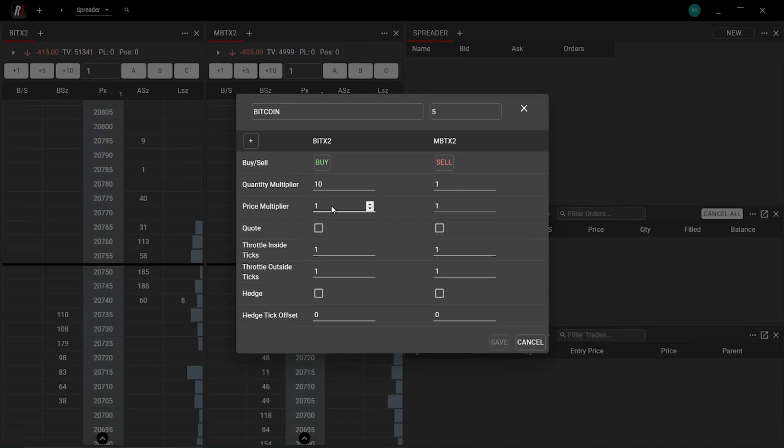The price of each contract is the same, so we're going to leave our price multiplier at 1-to-1, which will create a synthetic instrument around a price of even money. We want to quote the more illiquid leg and hedge the more liquid leg. So we are going to hedge with the CME contract and quote the BIT contract.